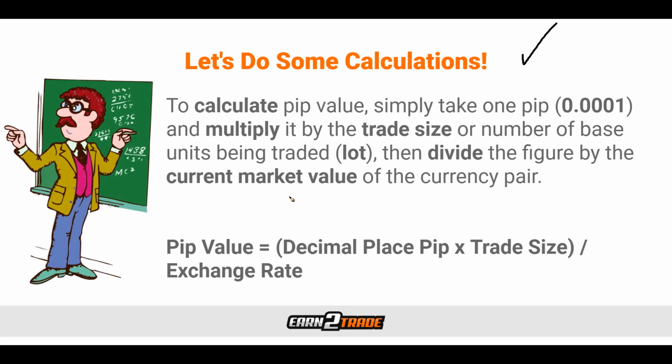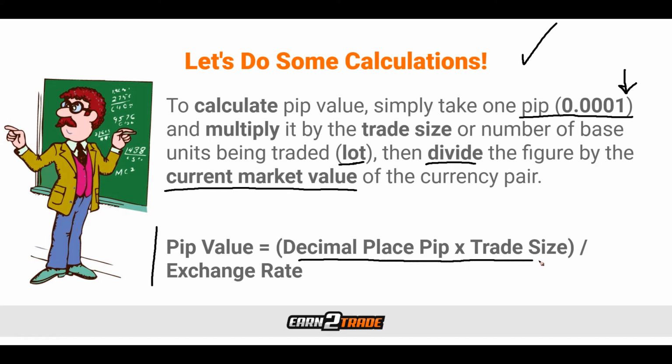To calculate pip value, we're just going to take one pip, which is obviously 0.0001, and multiply it by the trade size or number of base units being traded, which we refer to as a lot. Then we'll divide the figure by the current market value of the currency pair. So the equation will look something like the pip value is equal to, parentheses, decimal place pip times the trade size, end parentheses, all over the exchange rate. This means that pip values will differ between currency pairs since there will always be variations in exchange rates.